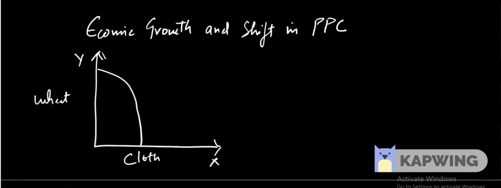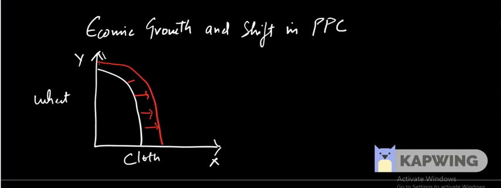Let me use another color to show the shift in the production possibility curve. So there will be an outward shift in the production possibility curve. This outward shift means that there is progress or economic growth with some factors, say for example the technology being better, or an economy finding better ways of doing things.